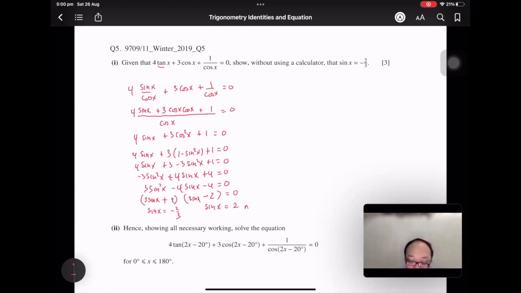So this is not possible. So the solutions are only this. Shown, yeah?